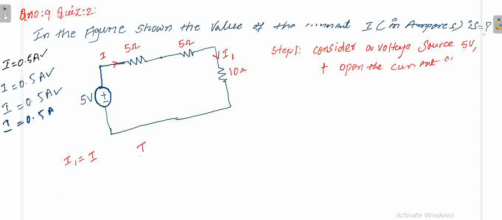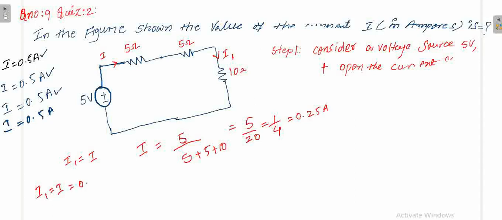So total current is equal to total voltage by total resistance. What is the total voltage? Total voltage is 5. Total resistance is 5 plus 10, which is equal to 5 by 15... 5 by 20. 5 by 20 is 1 by 4, that is your 0.25 amperes. So here we got I1, which is nothing but your I, equal to 0.25 amperes. That is with respect to your 5 volts.